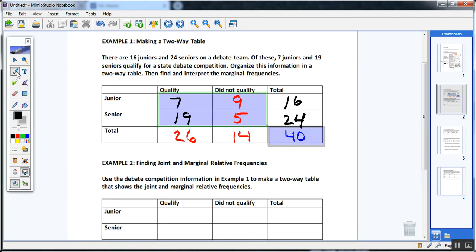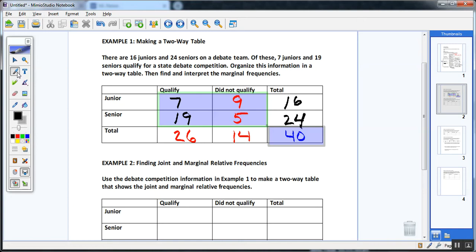So I've got column totals. What's the first column total? What's the second column total? Notice what do 26 and 14 add up to? 40. What's my row total up here? What's my row total here? What does 16 and 24 add up to? Okay, so here's what we get going on right here, kids. It says interpret the what, kids?